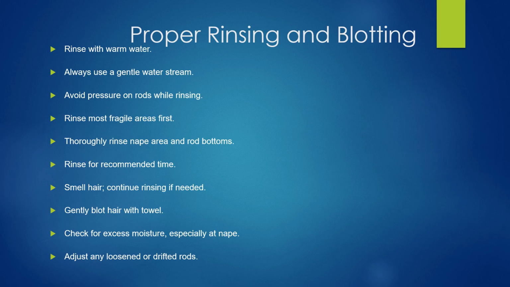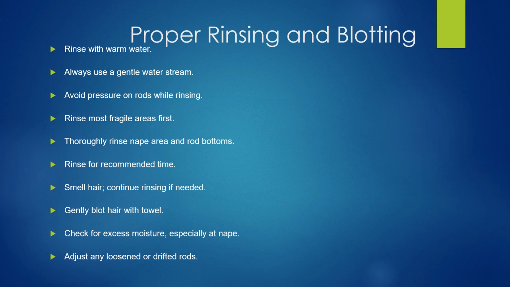Next are listed the proper rinsing and blotting procedures. First, you want to rinse with warm water. You want to always use a gentle stream of water. Avoid pressure on rods while rinsing. Rinse the most fragile areas first. Thoroughly rinse the nape area and rod bottoms.